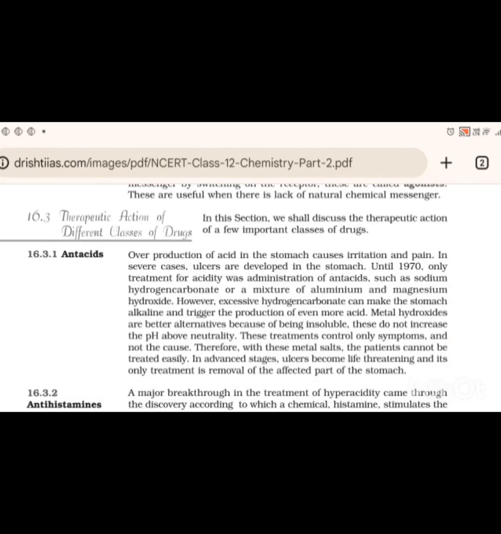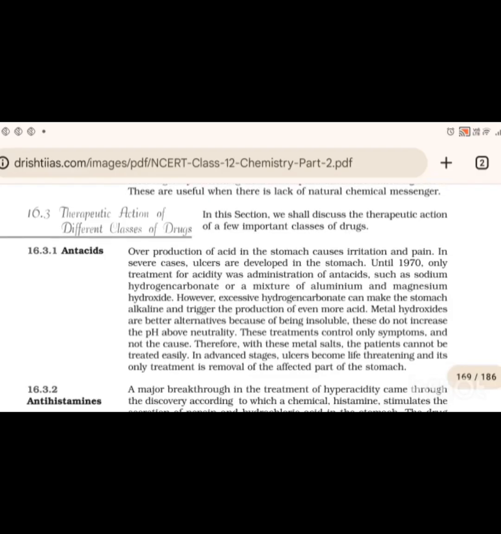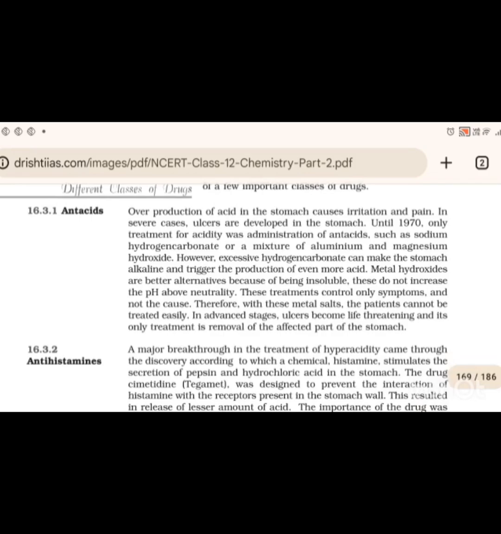Overproduction of acid in the stomach causes irritation and pain. In severe cases, ulcers develop in the stomach. Until 1970, the only treatment for acidity was administration of antacids such as sodium hydrogen carbonate or a mixture of aluminum and magnesium hydroxide. However, excessive hydrogen carbonate can make the stomach alkaline and trigger the production of even more acid. Metal hydroxides are better alternatives because of being insoluble. These do not increase the pH above neutrality.